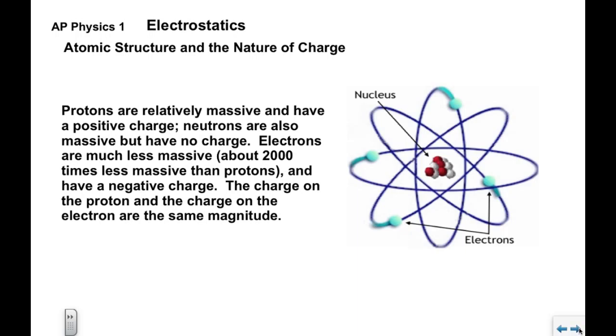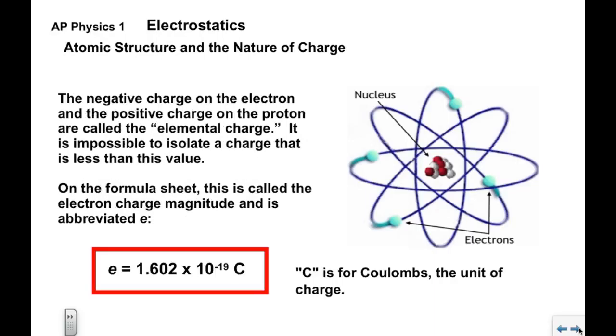Now, protons are relatively massive and have what's called a positive charge. Neutrons are just about the same mass as a proton, but are electrically neutral. They have no charge. Electrons are much less massive. They're about 2,000 times less massive than protons, and they have what's called a negative charge. The charge on the proton and the charge on the electron are of the same magnitude. They are opposites in the sense that there are two types of charge, and one is positive and one is negative.